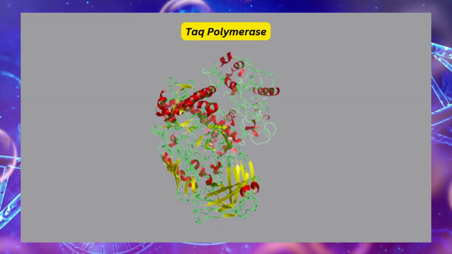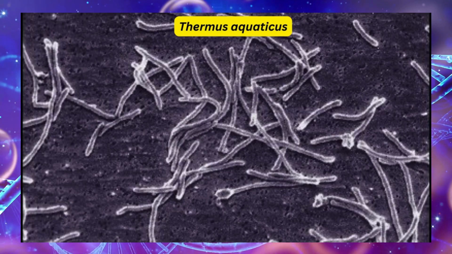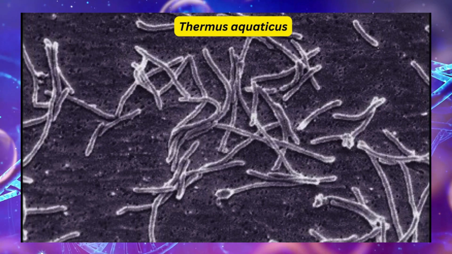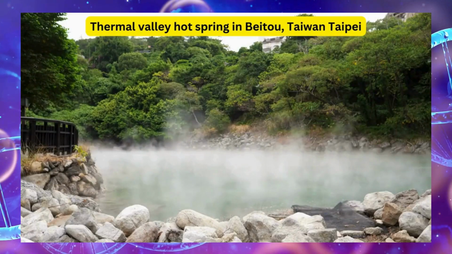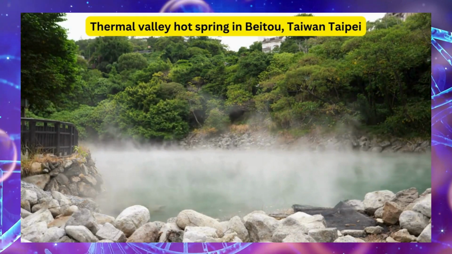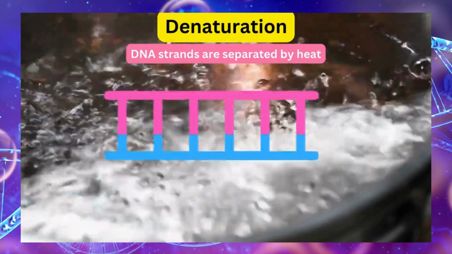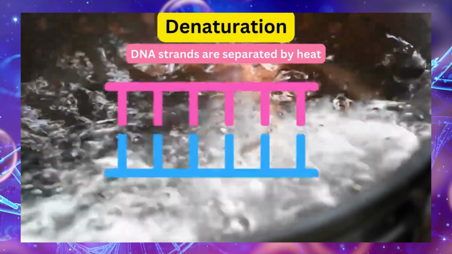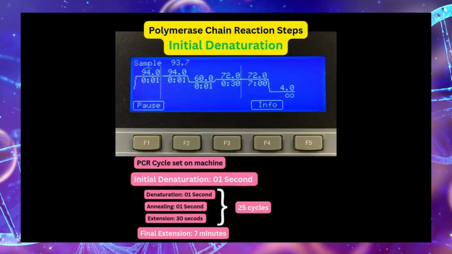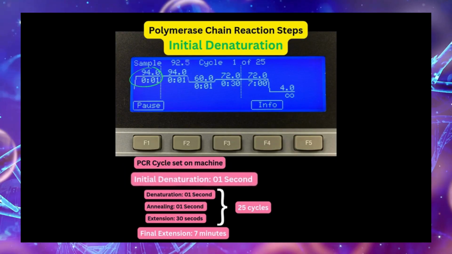Taq polymerase is crucial for the success of polymerase chain reaction because it is heat-stable enzyme derived from bacterium Thermus aquaticus, which thrives in hot environments like thermal springs. Unlike regular DNA polymerases, Taq polymerase can withstand the high temperatures, around 95 degrees C, needed during the denaturation step of PCR where DNA strands separate. Its stability allows it to remain active throughout the repeated heating and cooling cycles of PCR.